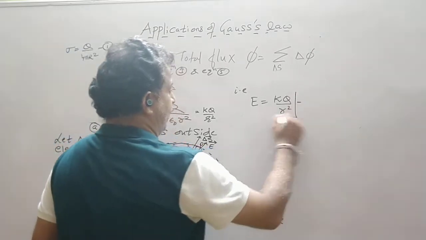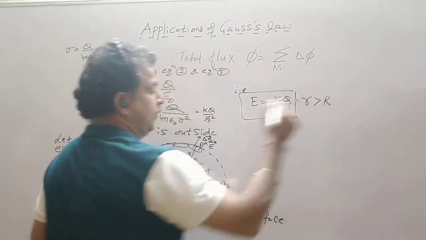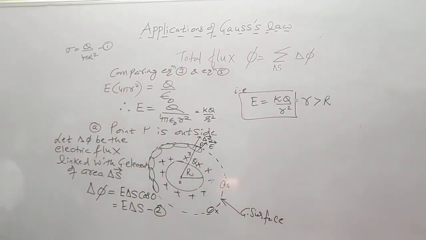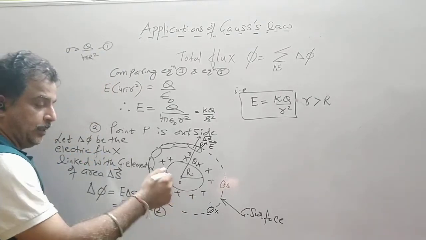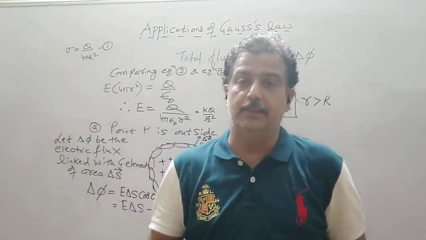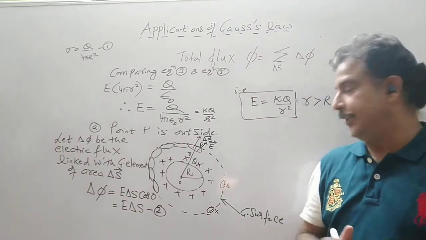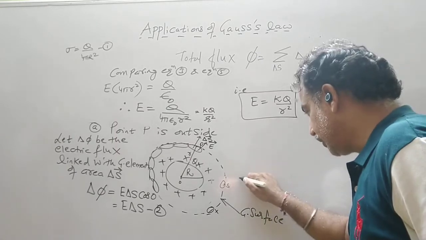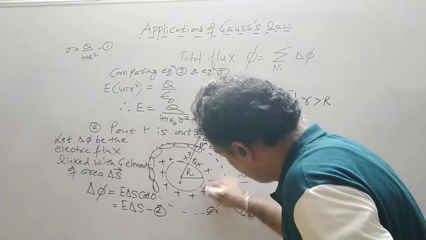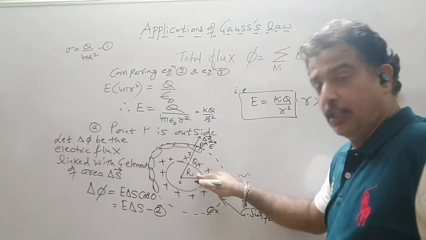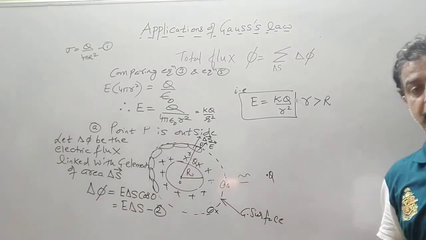So this is your final result for r greater than the capital R, that is, outside the cell. Now this diagram, like in 11th we have a center of mass. The entire mass of the body was assumed to be concentrated at its center. So if I want to draw the equivalent diagram for this, we assume the entire charge of this source, which was a hollow sphere, is assumed to be concentrated at its center.